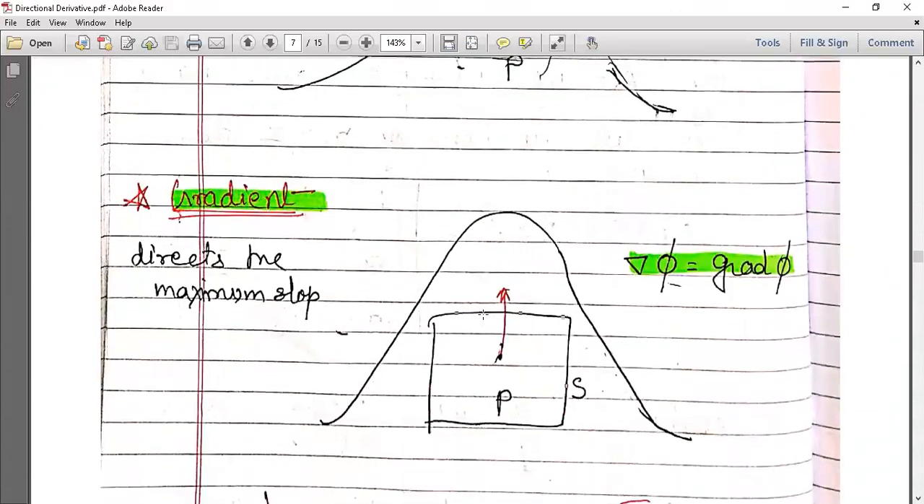So the conclusion is that the gradient directs the maximum slope. Here we have a plane, and if we take a gradient from this point, it will direct us to a maximum slope. In other words, the gradient of a scalar function will always be the normal for that function. Some authors also write the gradient as a normal vector.